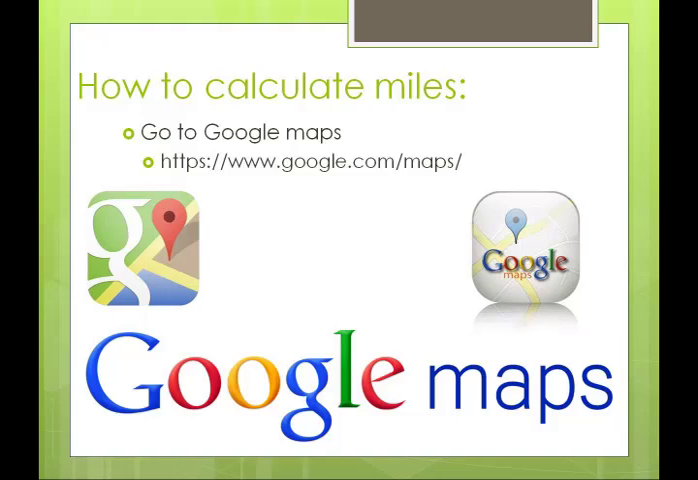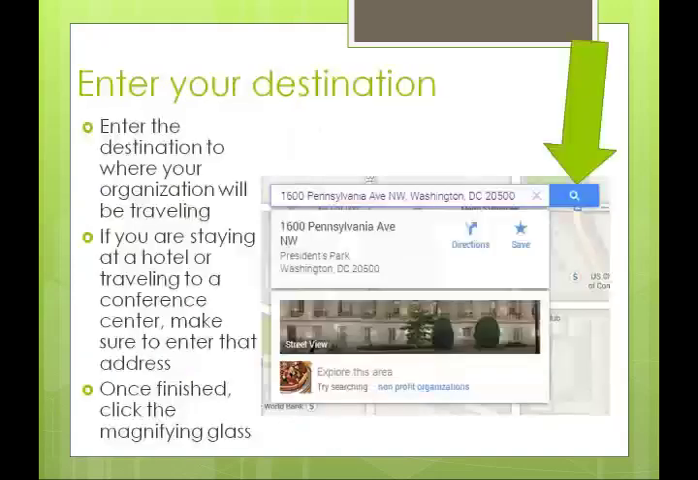To determine how many miles you are traveling, go to Google Maps. The web address for Google Maps is shown on the screen. From here, enter the destination to where your organization will be traveling. If you are staying at a hotel or traveling to a conference center, make sure to enter that address. Once you have entered this information, click the magnifying glass.